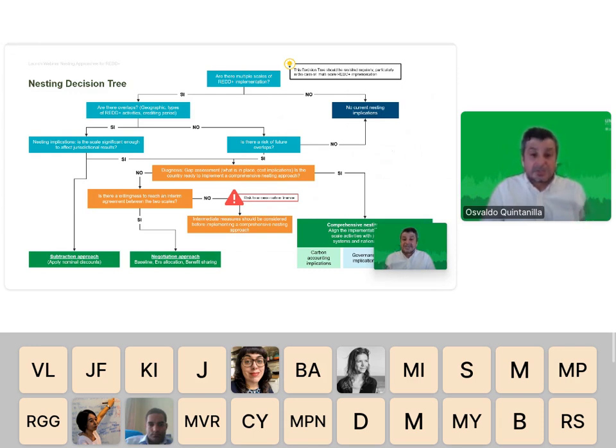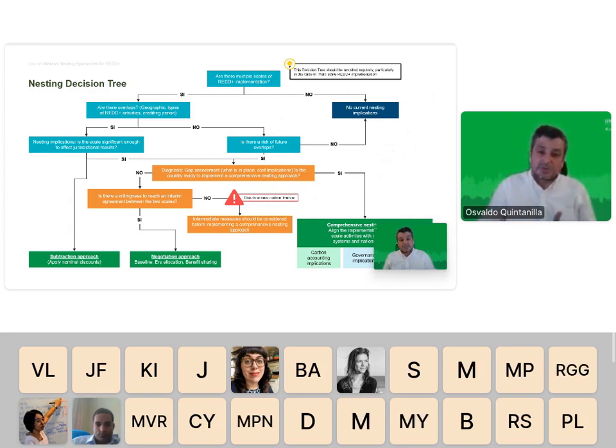So the next question in the next light blue rectangle on the left should be, are the nesting implications significant enough to affect jurisdictional results? So for example, if a project's emission reduction could impact the overall accounting or crediting of the jurisdictional level, this is significant. So if not, you might consider a simple subtraction approach. Apply a nominal discount to avoid double accounting. And that is the first potential result of this nesting decision tree, the first rectangle on the left.